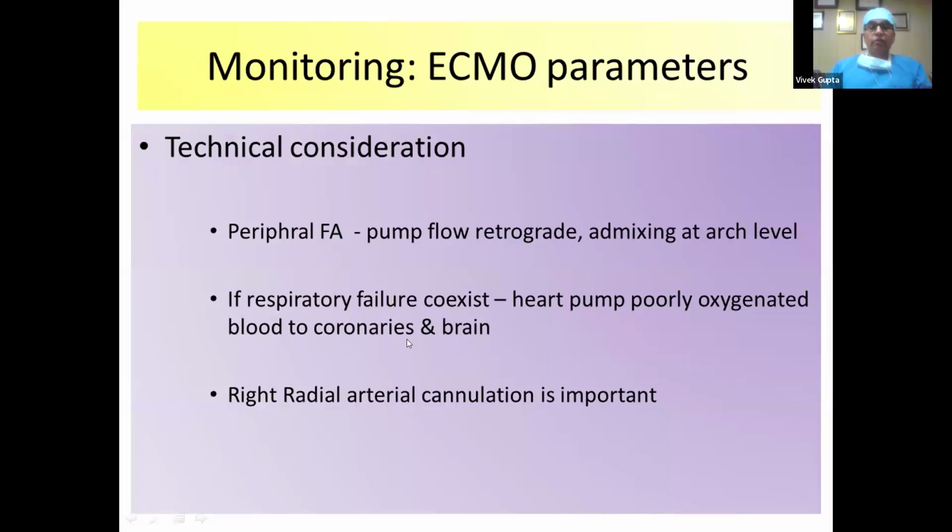You should remember that with a peripheral femoral artery, the pump flow is retrograde, and there is admixing of the blood at different levels of the arch depending upon how much blood is being ejected from the heart. That is going to decide the risk of differential hypoxemia if the lung is not working well. Because the blood being ejected from the heart goes to the right common carotid and the coronary circulation, and if it is not well oxygenated, it will lead to upper body hypoxemia.